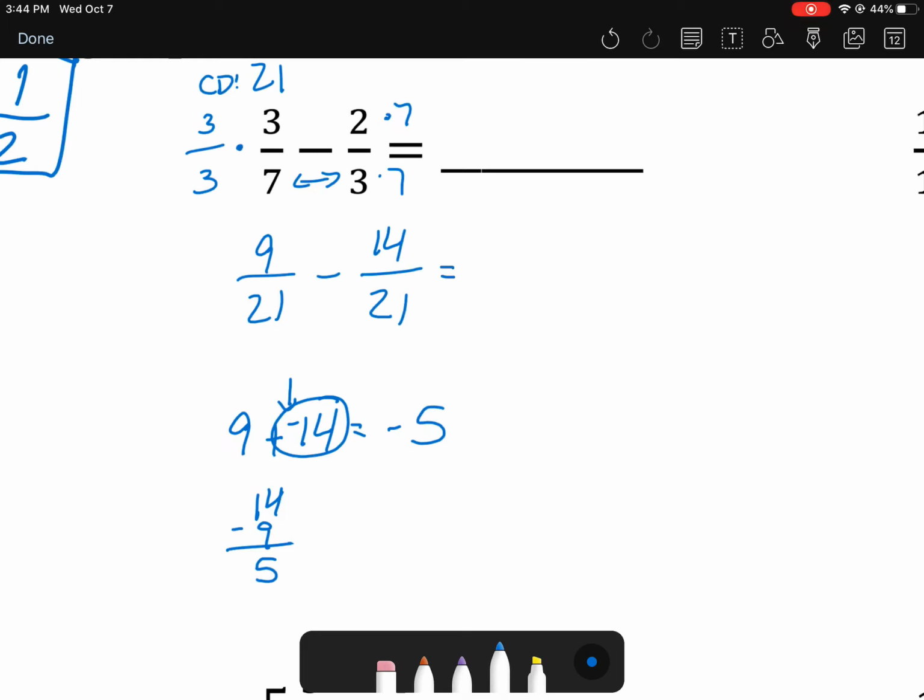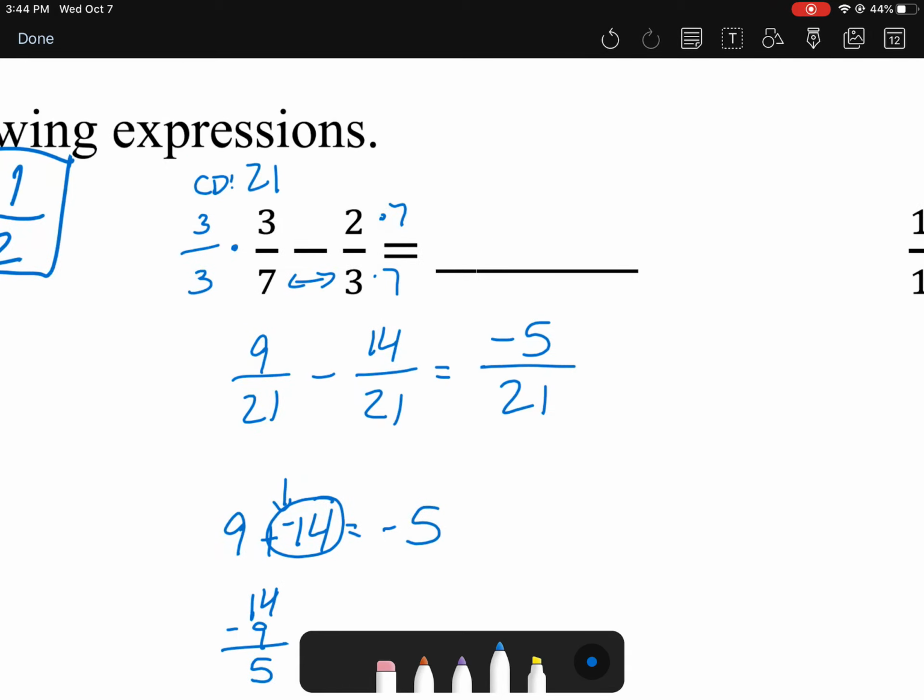So back up here to this problem. Subtracting my numerators, I do get negative 5. And again, we need to keep our denominators the same, 21. So my final answer is negative 5 over 21. Checking, does it need to be simplified? No, 5 is a prime number and can't go into 21.